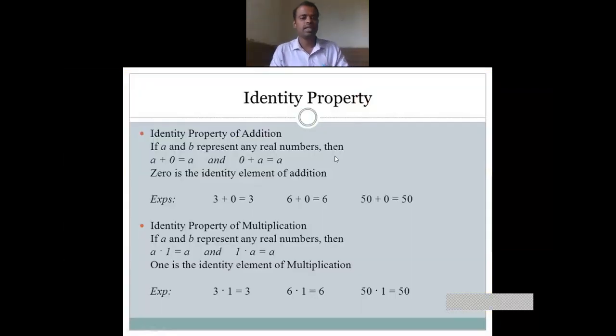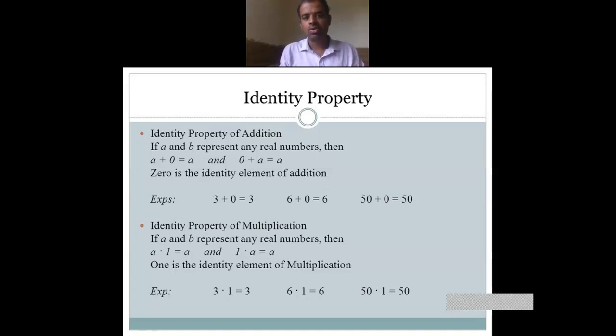Okay, next one, identity property. First of all, what is meant by identity? Identity property of addition. What it means is, if you add any number to one particular number, you must get the same number, whatever it may be. Which number is it? Just a simple one.